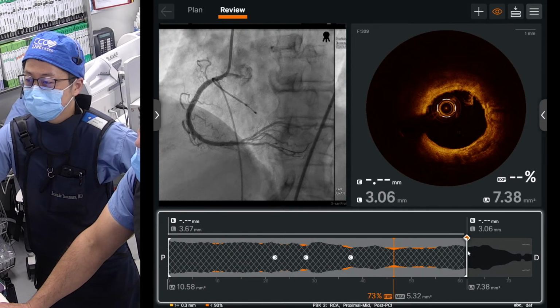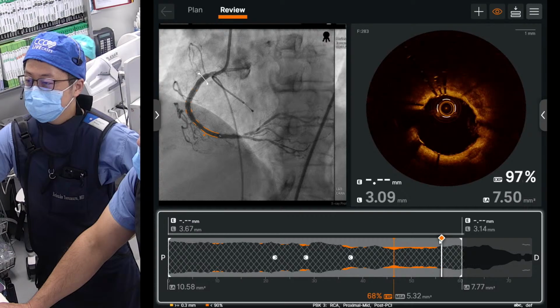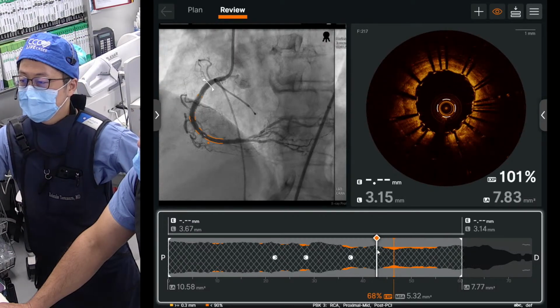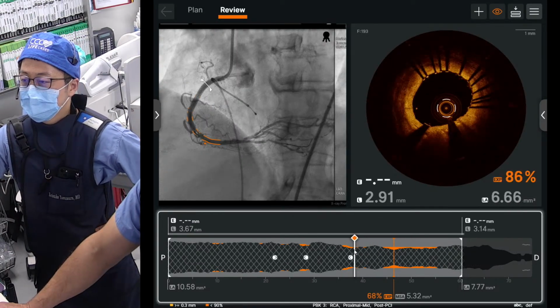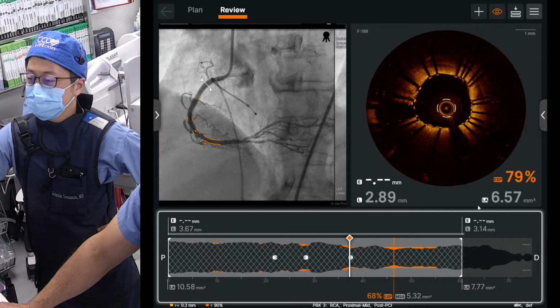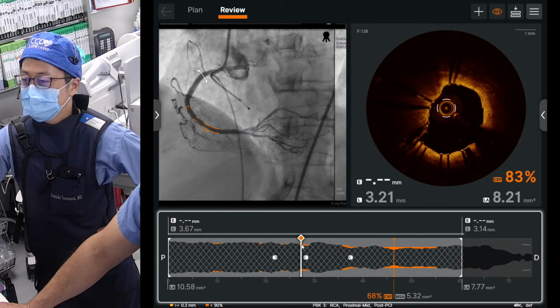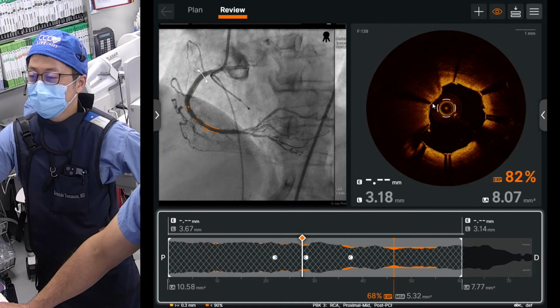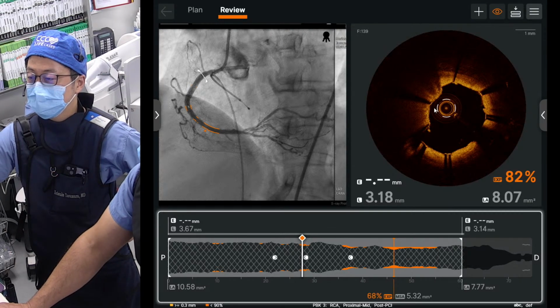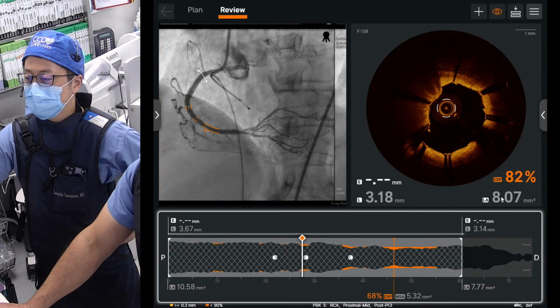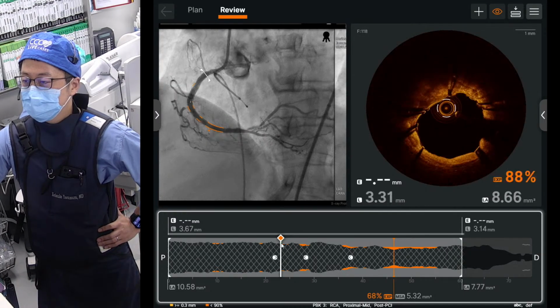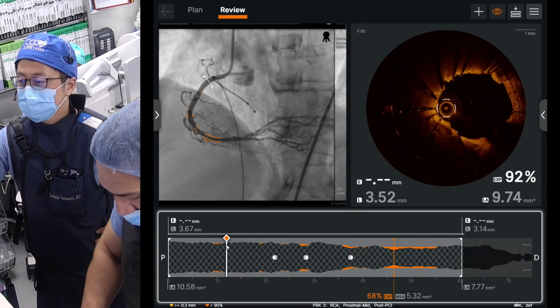There is no dissection. Great position, and we come to the proximal part. Let's see that area. The lumen area is here, like 6.5, 7, 8, well expanded. And here you see some eccentric calcified nodule behind, where the cross-section area is 8. So it's well expanded. The proximal is more expanded.